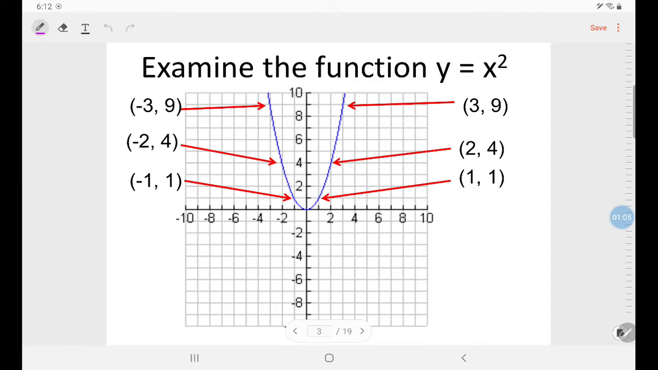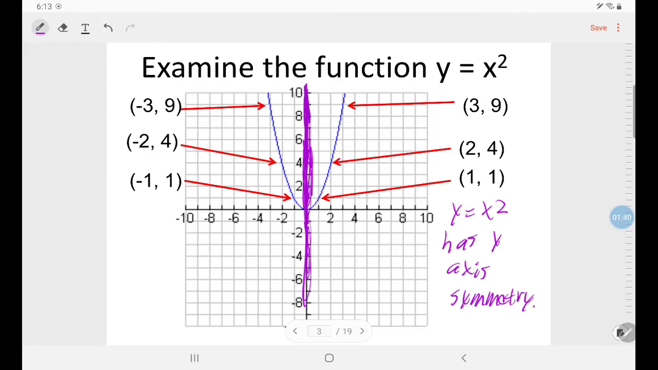Now, my question to you is, remember when you talk about symmetry, you're talking about some line, some point, some whatever that cuts it equally in half. In this case, it appears that this cuts it in half. And this line has a specific name that is your y-axis. So I can tell you that the graph of y equals x squared has y-axis symmetry.